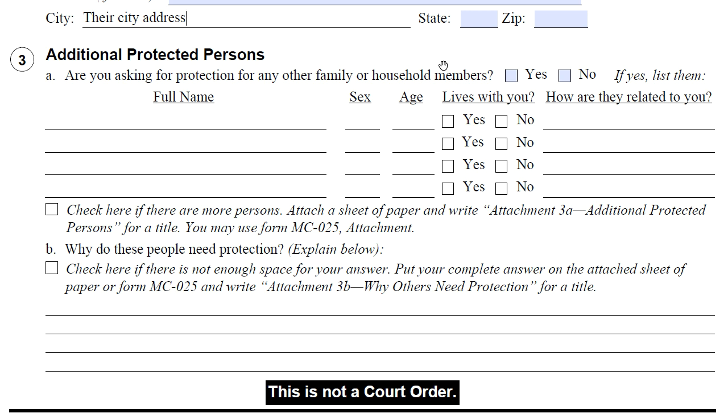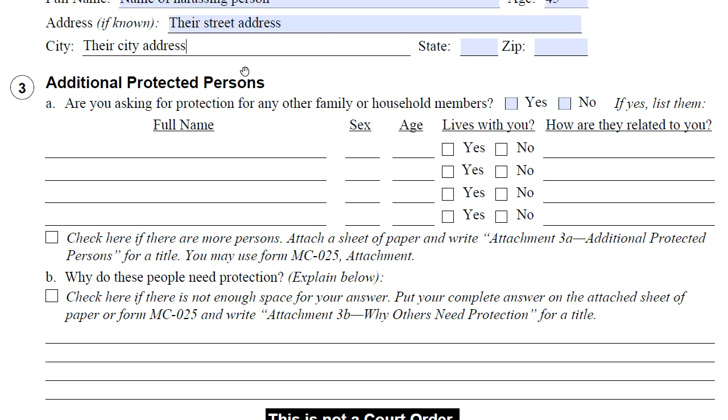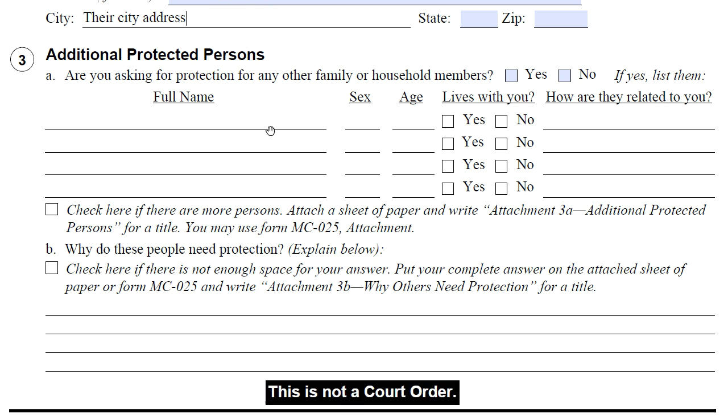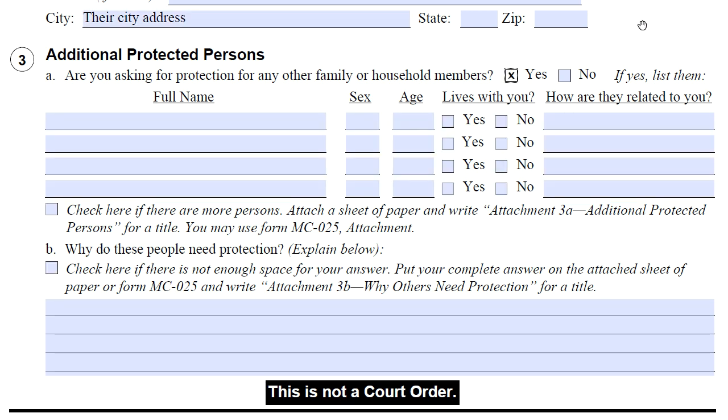Okay. Then we will go down to paragraph number 3, additional protected persons. If there are other people who live in your household and you believe that they also need protection from the person in number 2, then you can check the box here that says yes, you do want to protect other people. Then you can write in their names here. So you could write name of spouse, male or female, age, lives with you, yes, how are they related, spouse, or you could put in name of child.